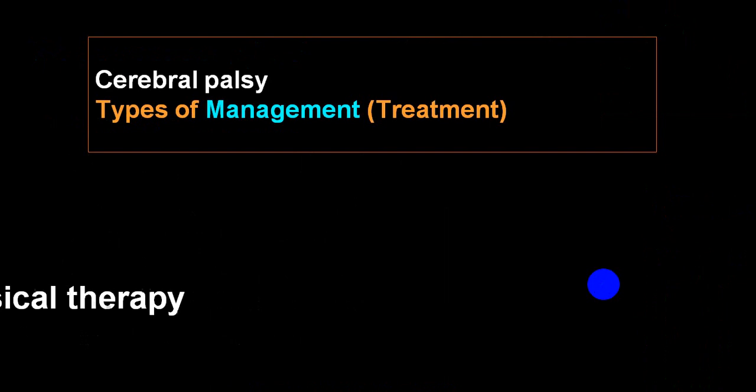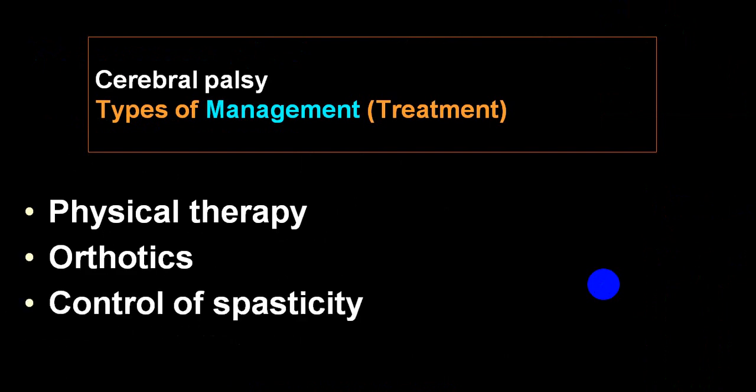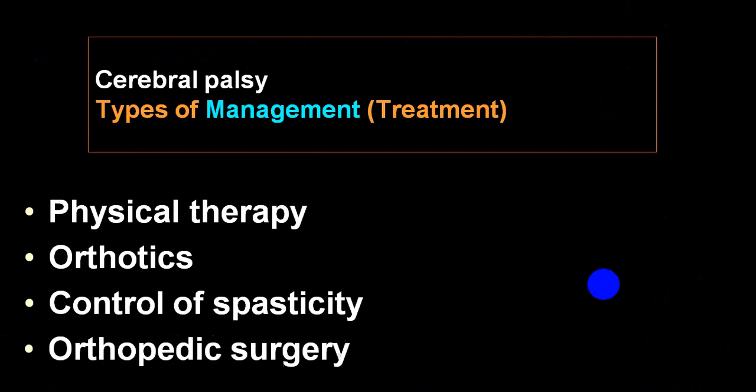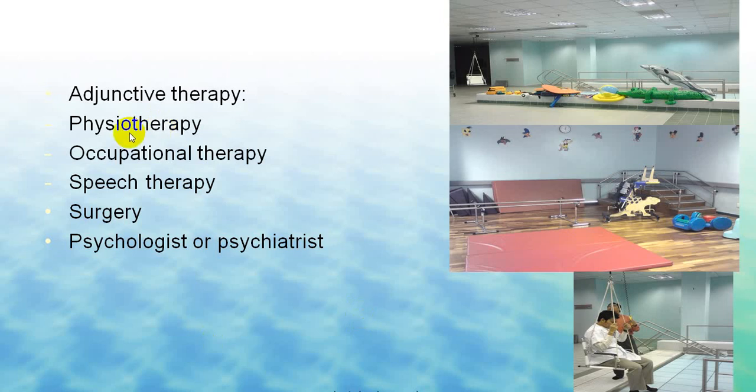And for that, usually physiotherapy, orthotics, control of spasticity by medicines or by surgical intervention. You might require sometimes orthopedic surgery to reduce the amount of deformities. So management will require a good family support. You will have to educate the parents, and you will have to give good physiotherapy, occupational therapy, adjuvant therapy, speech therapy, and occasionally you might require surgical intervention for correcting the deformities. You might require even a psychotherapy, psychiatrist, etc.